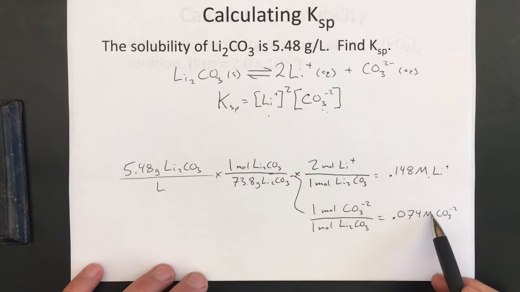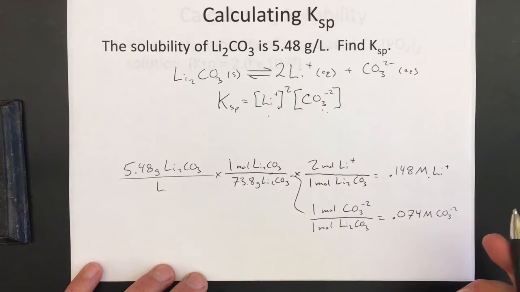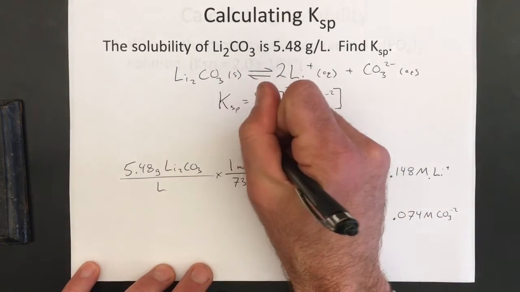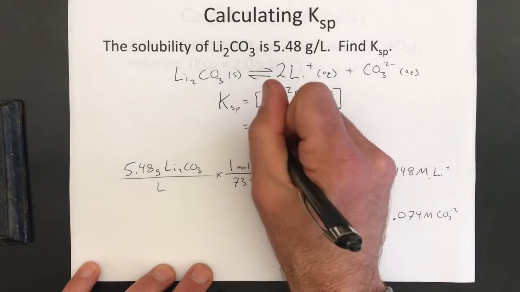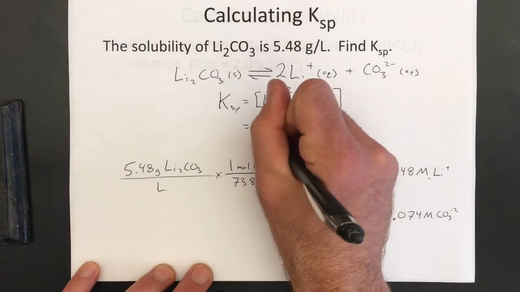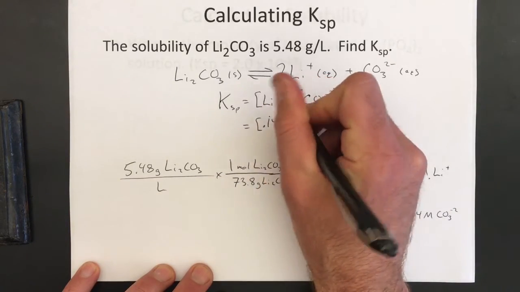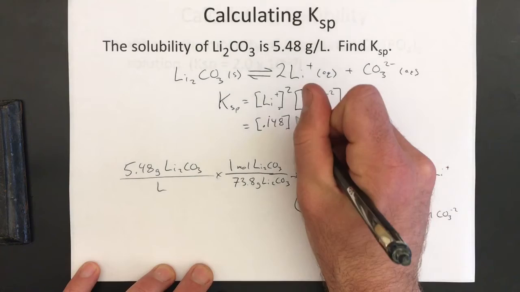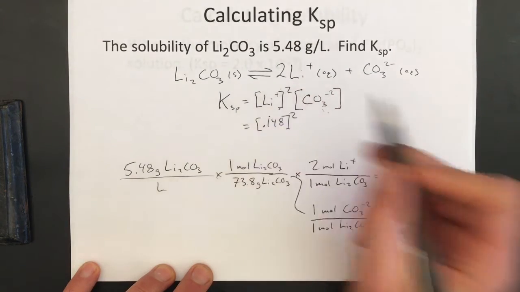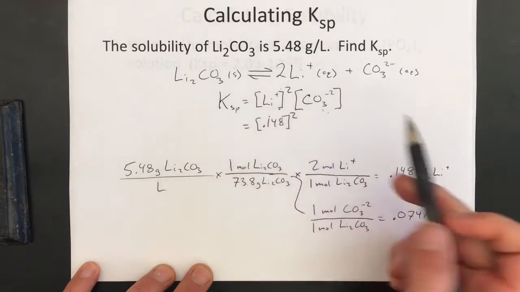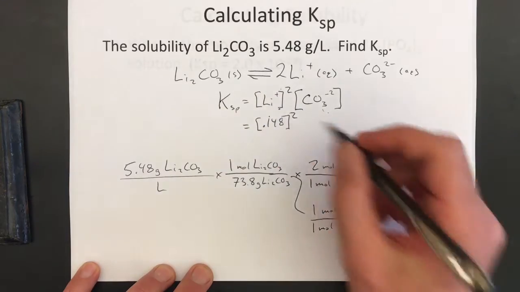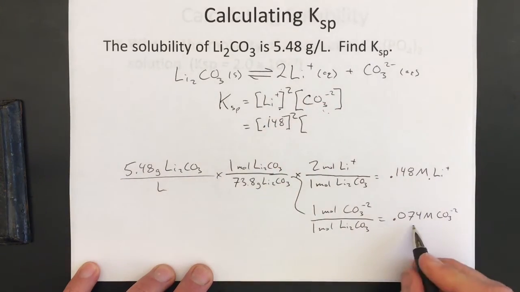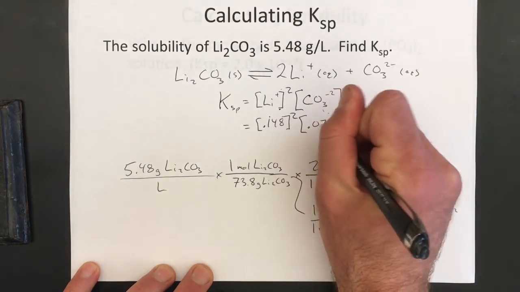Okay, so we have our molarities of our 2 ions. We can plug them back into our equilibrium expression. So KSP is equal to 0.148, our concentration of the lithium. Don't forget that needs to be squared because in our original equilibrium expression, it's a 2 because of the coefficient. And then times the carbonate concentration, 0.074.